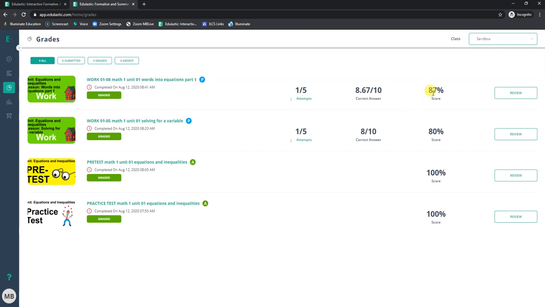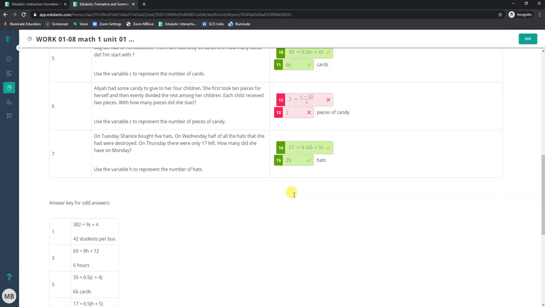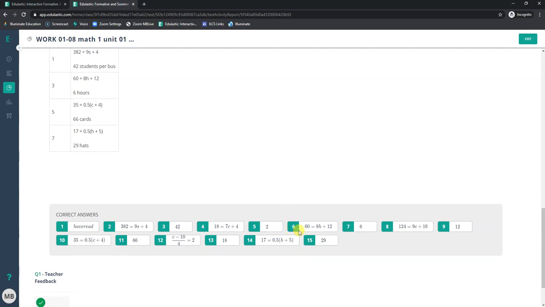Well, we still got higher than a 75, so we're good. But let's figure out why it's wrong. So number 12 and number 13. Number 12, C minus 10 over 4 equals. Okay, 13 I'm just flat out wrong. 12, it didn't like our order. So we'll fix number 12. I'll fix that so it accepts more answers for you guys, okay?